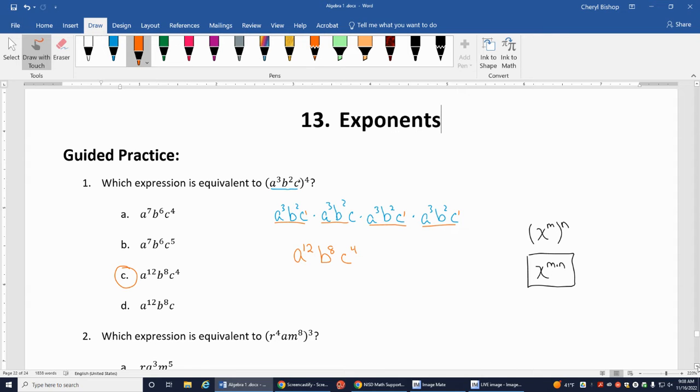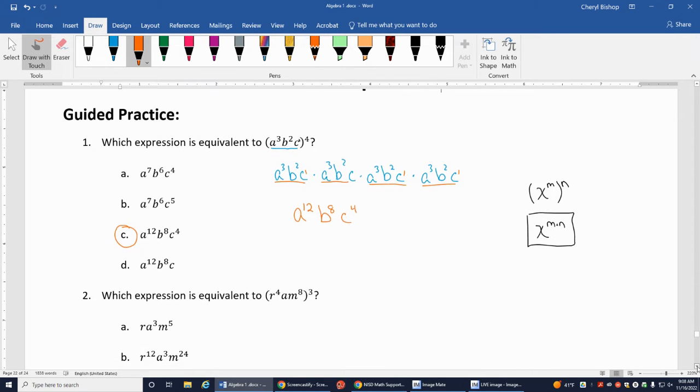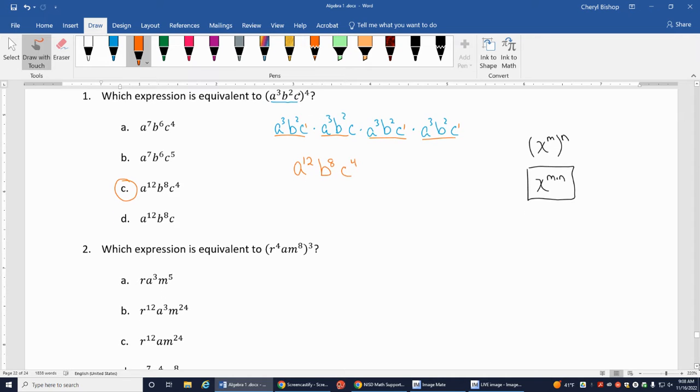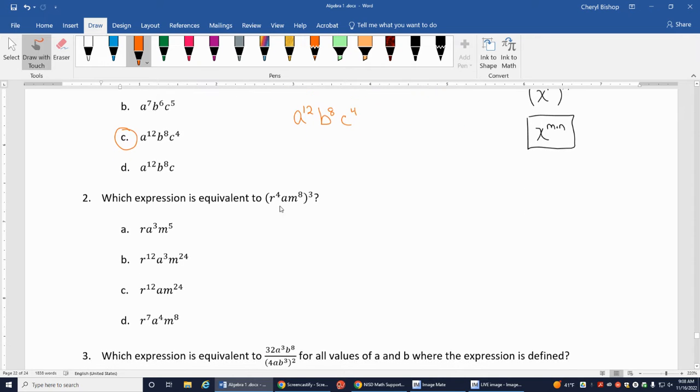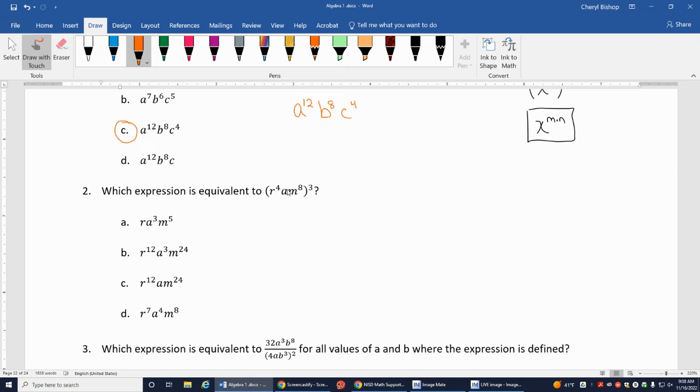Let's look at number 2. So number 2, let's try using the rule on number 2. So again, I can see that I have r to the fourth, a to the first, right? If there's no exponent on it, that means it's to the first, m to the eighth, and this whole thing is being raised to the third power. So that's going to be r to the fourth raised to the third power. So we're going to multiply. A to the first raised to the third power, and m to the eighth raised to the third power.